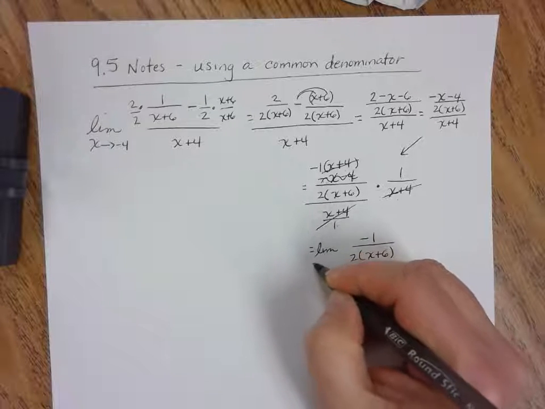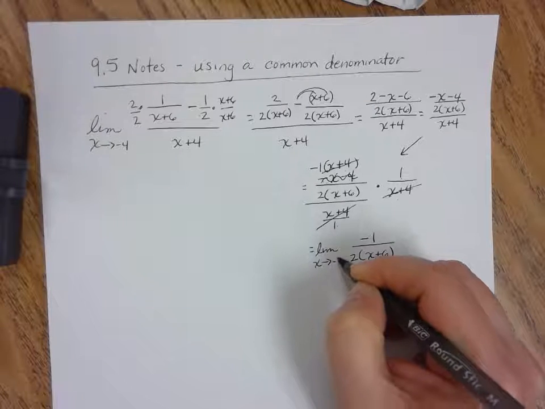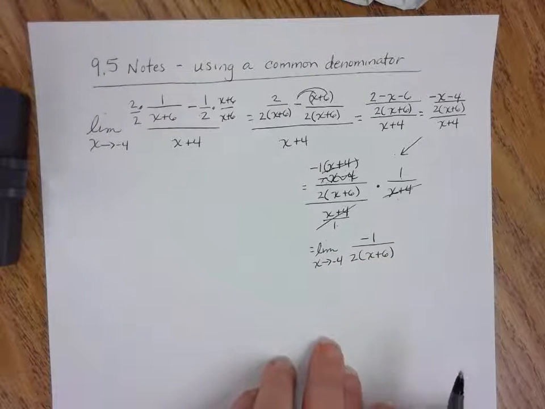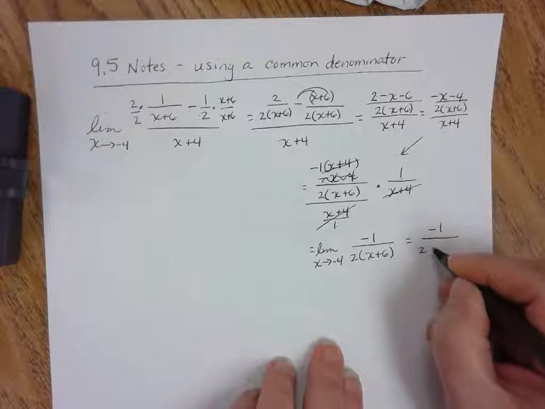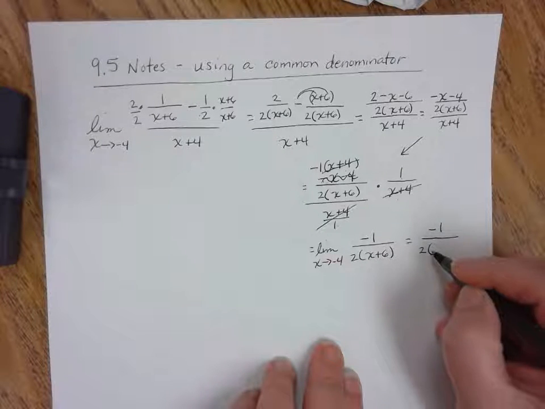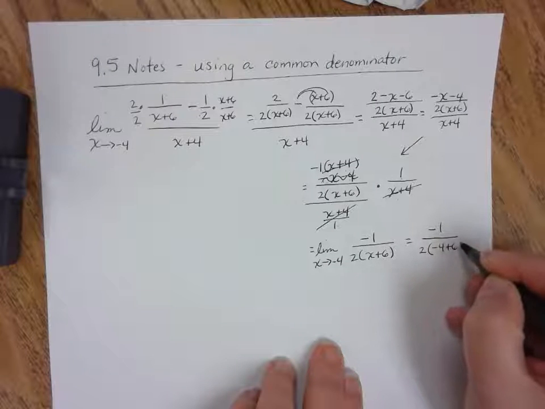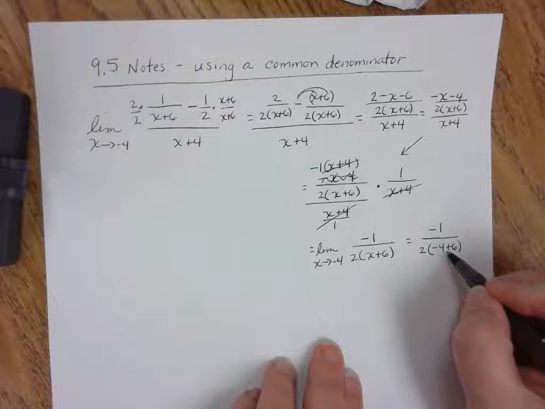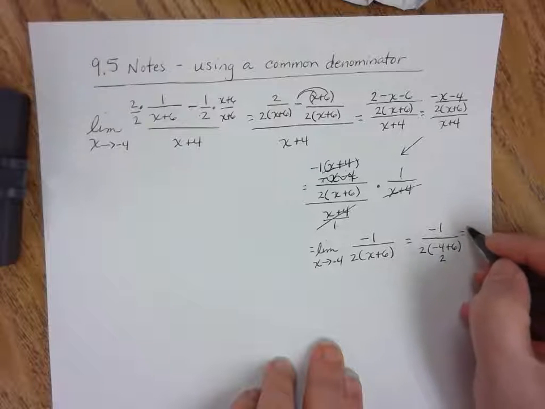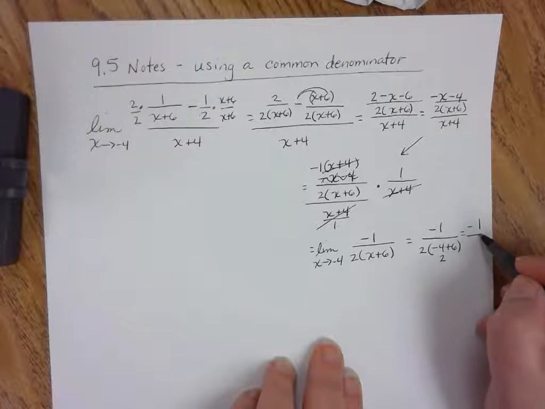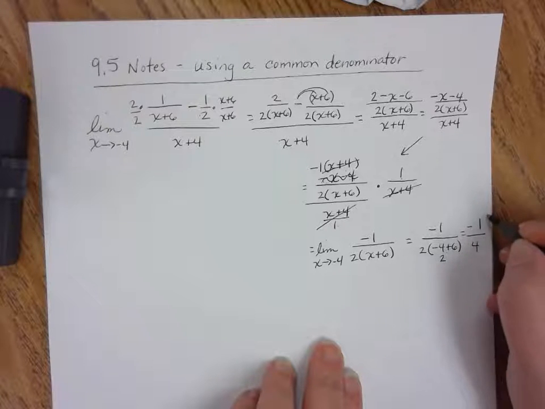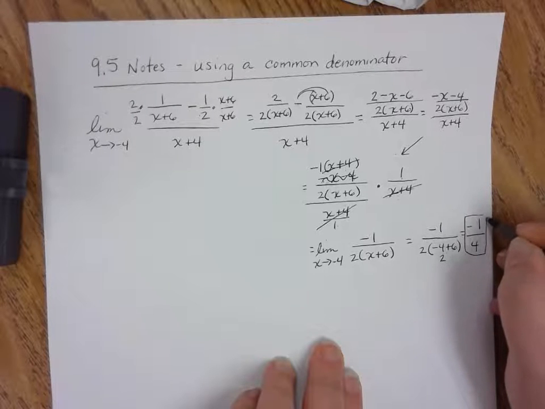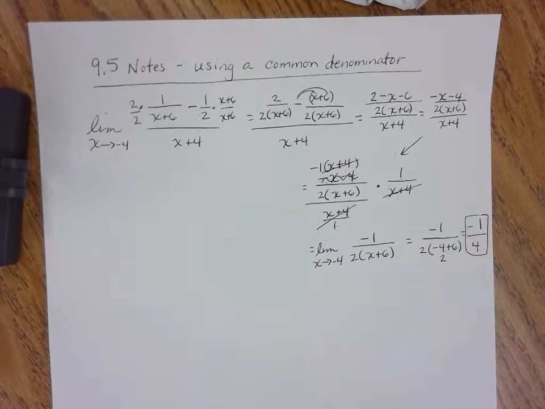Now I'm going to look at the fact that this is the limit as x is approaching -4. -1 over 2 times x plus 6. Now I'm going to put in the -4. -4 plus 6 is positive 2. So I end up with a -1 over 2 times 2, which is 4. Therefore, the limit is -1/4.